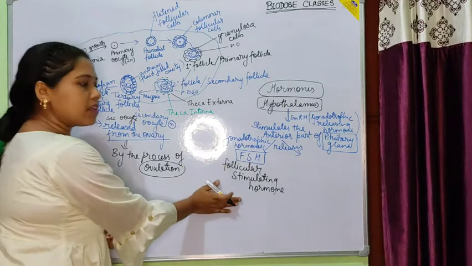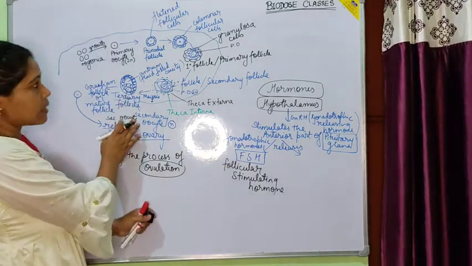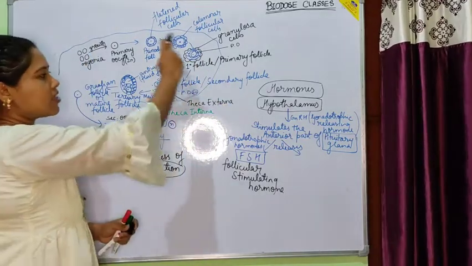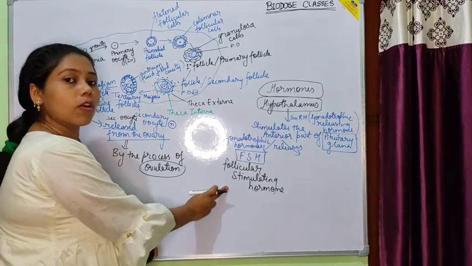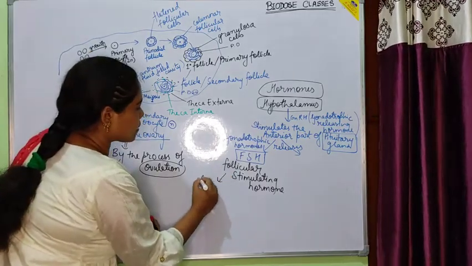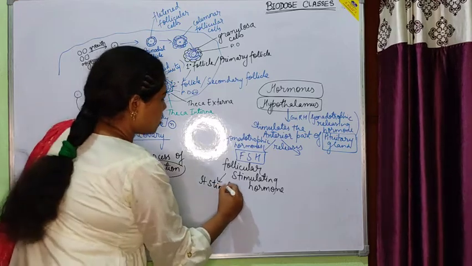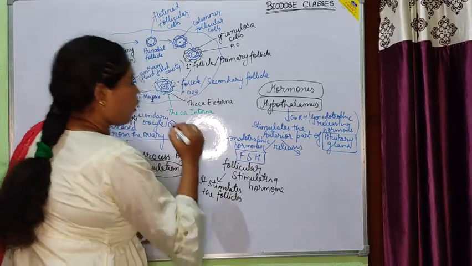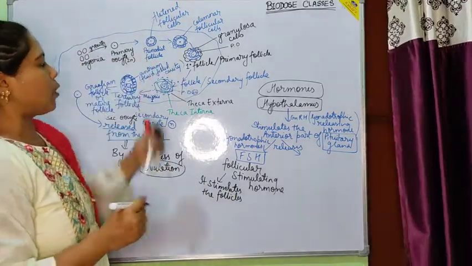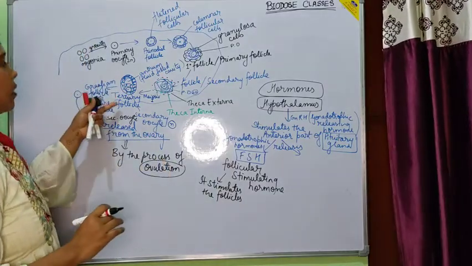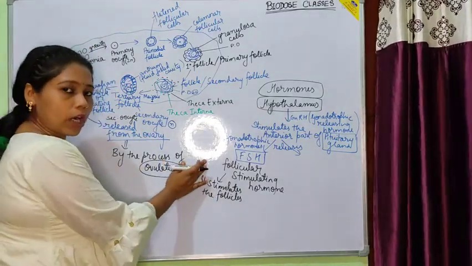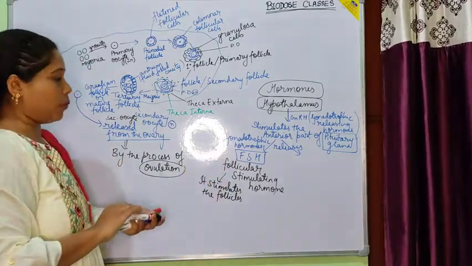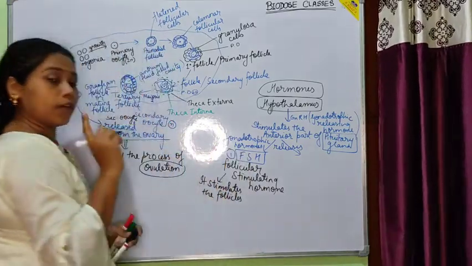So now you can link this hormone with the process of oogenesis. There was conversion of primary follicle to secondary to tertiary. This change is actually occurring because of this FSH. It stimulates the follicles or formation of follicles. So primary follicle getting converted to secondary, then tertiary is actually stimulated by what? The first gonadotrophic hormone, that is called follicular stimulating hormone. But this is the first hormone.